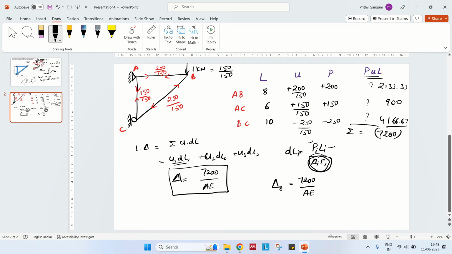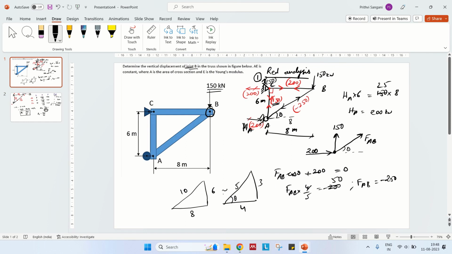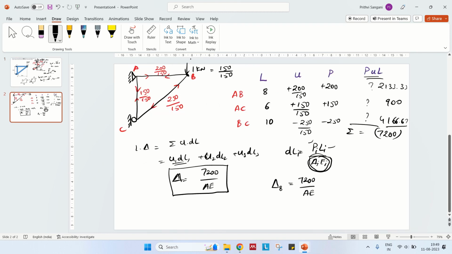If we were asked to find the horizontal displacement at joint B, it would be similar. The real analysis will be the same, because the real analysis is the internal forces due to the real loads, which are the external loads acting on the member. The only thing that changes is that instead of a vertical unit load, we give a horizontal unit load of 1 kN, and then find each term. Instead of the earlier terms, you will have new u1, u2, u3 terms. You multiply each and find the horizontal displacement.